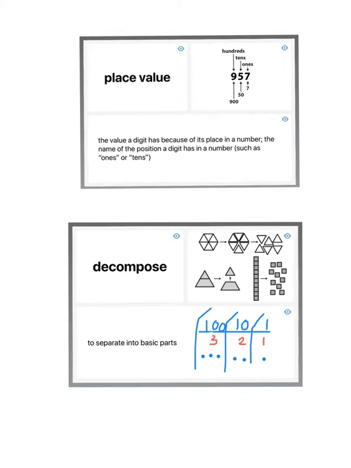So just as a refresher, we're going to talk about place value. Here's the ones place, here's the tens place, and here is the hundreds place. Place value is the value a digit has because of its place in a number. The name of the position a digit has in a number, such as ones or tens.